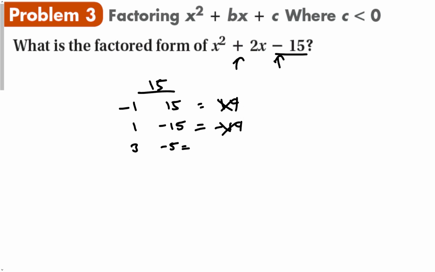Okay, let's try 3 and negative 5. When I multiply these two together, I get a negative 15. And when I combine them, I get a negative 2. But I want a positive 2. And so negative 3 and positive 5 combine to give me 2.